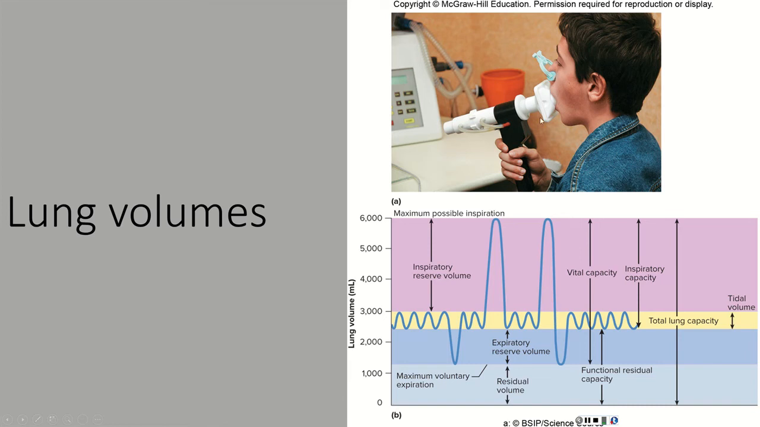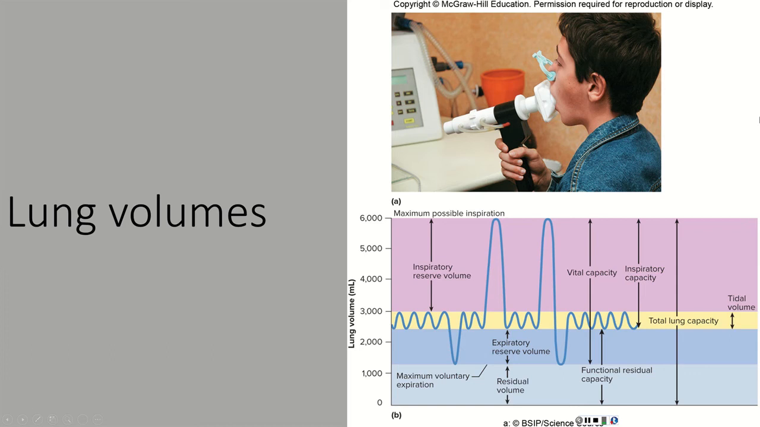Now, up here at the top, this is how we obtain it. There is this device that the patient is breathing into, and it's going to measure the volume of air blown out or breathed in. And then once that's been done, we get a readout that looks like this down here at the bottom.